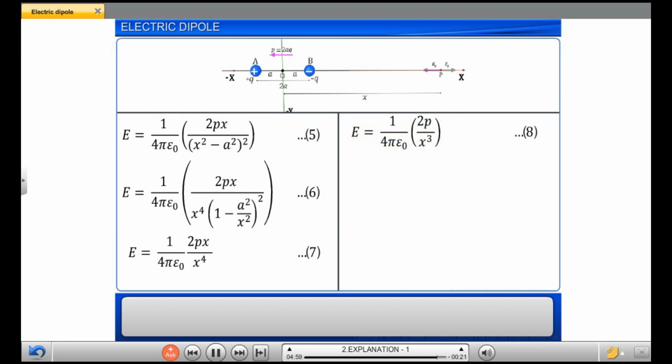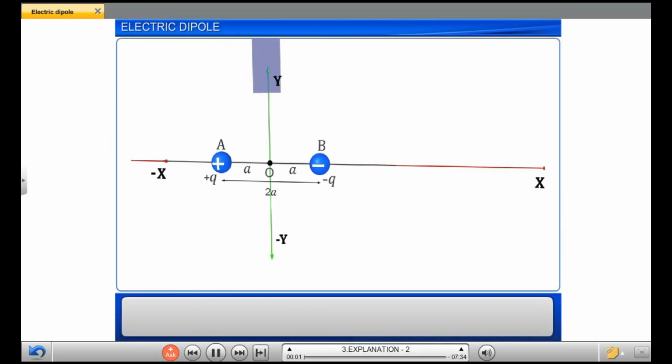In vector notation, equation 8 can be expressed as E is equal to 1 by 4 pi epsilon naught 2p by x cube into p cap, where p cap is the unit vector along the dipole axis in the direction of -q to +q. Let this be equation 9.